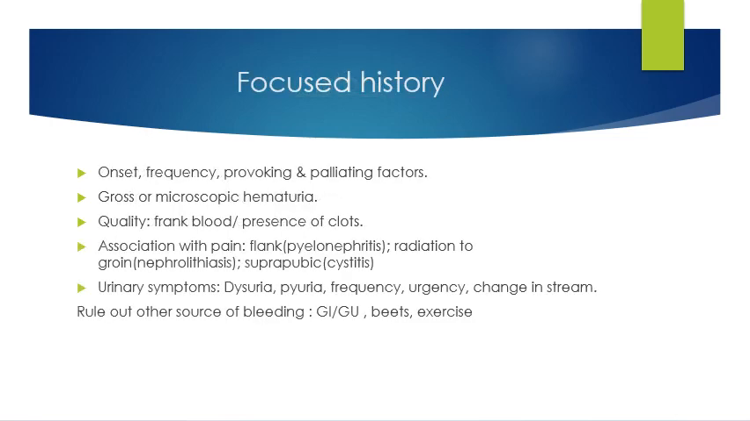Focused history. Ask the patient the following questions. When did the bleeding start? Are there any provoking factors because of which the bleeding started, like stone, urinary tract infections? An important question to ask is, is the blood visible in the urine or was it identified in the routine urine test? If it is a gross hematuria, ask for the quality. Is it frank blood or is there a presence of clots?